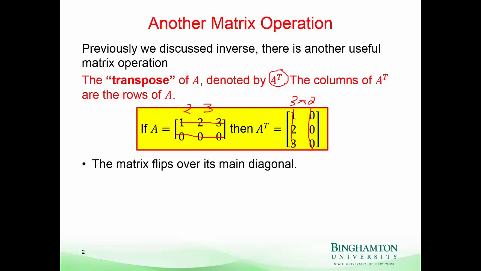Another way to think about this is that the matrix flips over its main diagonal. So if we draw a main diagonal, the main diagonal always starts at the upper left corner, and we just draw a line down, however far down we need to go for the given matrix, where we're just going over 1, down 1, over 1, down 1, over 1, down 1. That's what we mean by the main diagonal.